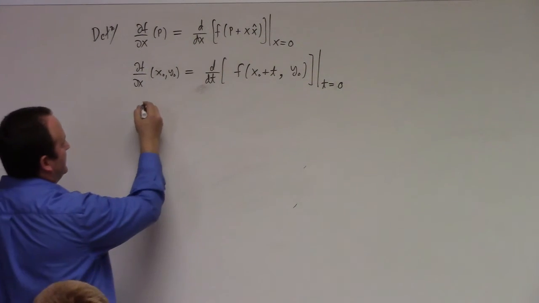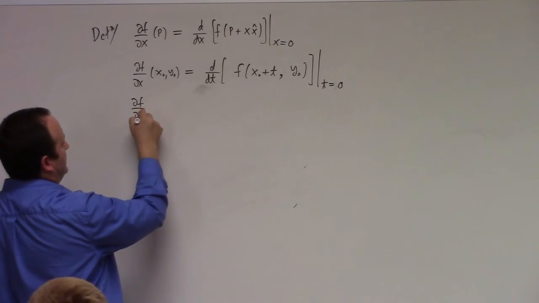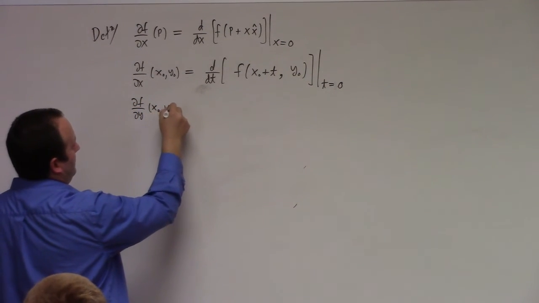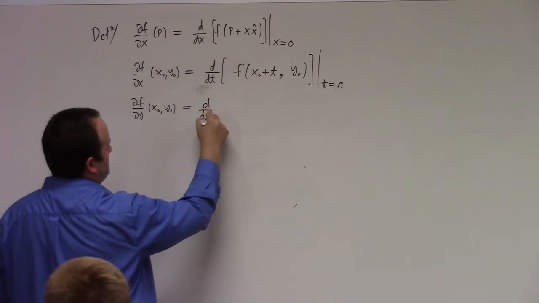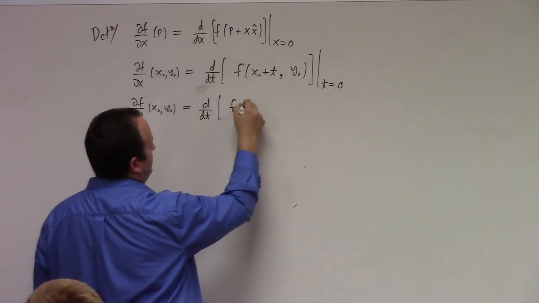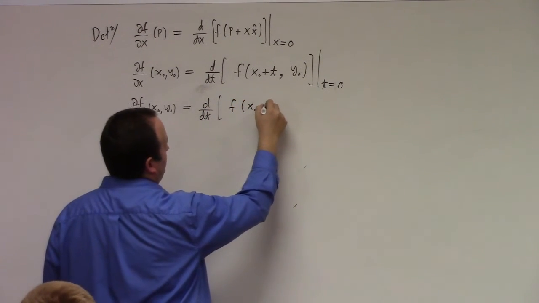So what's the difference with y? Partial f, partial y, what's the difference? X is fixed. It's t. Right, so I do f of x naught, comma, y naught plus t.